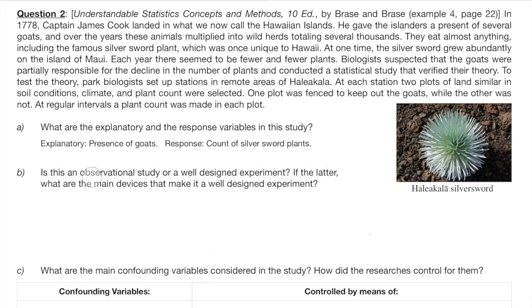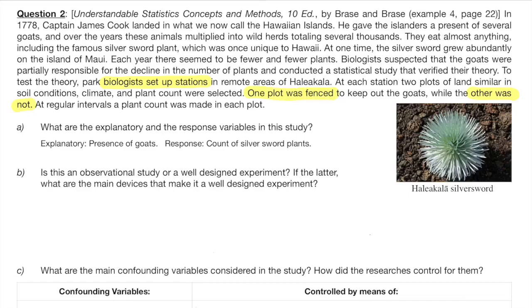If the latter, what are the main devices that make it a well-designed experiment? This is certainly an experiment because researchers are manipulating reality by setting up the stations and fencing some areas in order to prevent the goats from entering. We can say that it is well designed. We have a control group, the area without the fence. Remember, the control group is the group that receives nothing or the placebo. We also have a treatment group, the area receiving the fence.